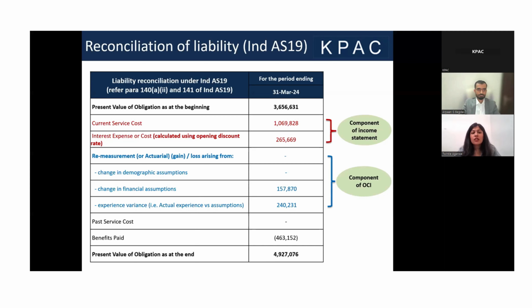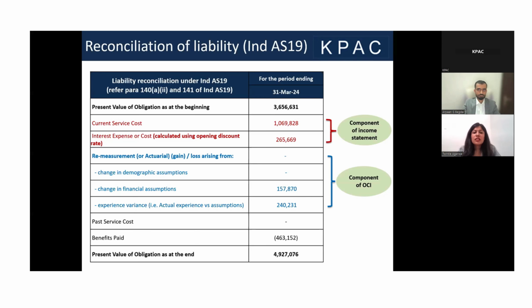Second component is the interest expense or cost. Since gratuity is a long-term liability, it grows over time due to the passage of time. This increase is recognized in the income statement. This is calculated using the discount rate assumption on the opening liability figure.